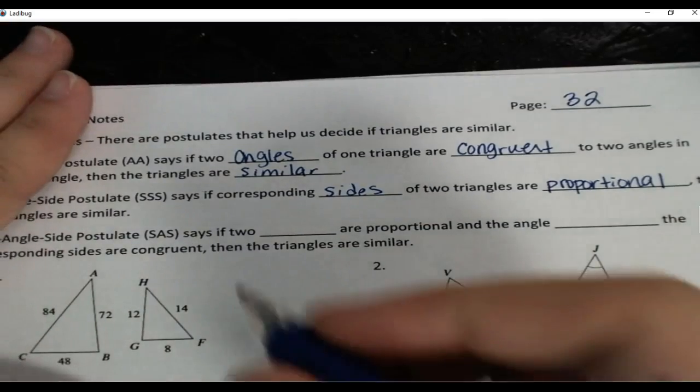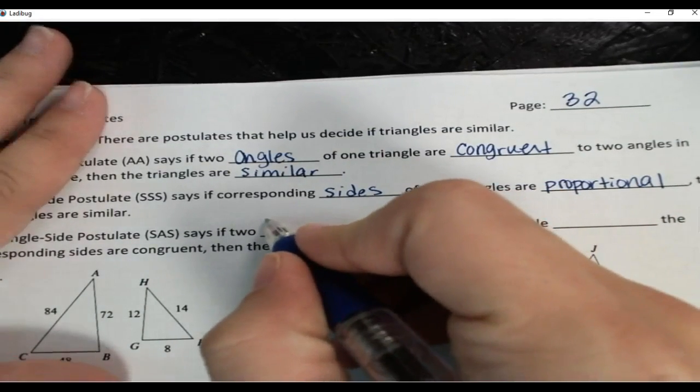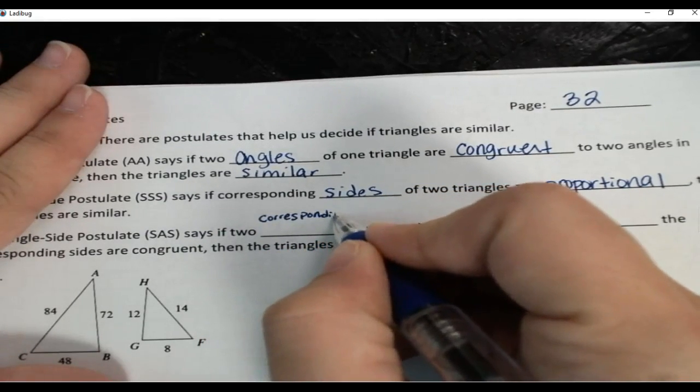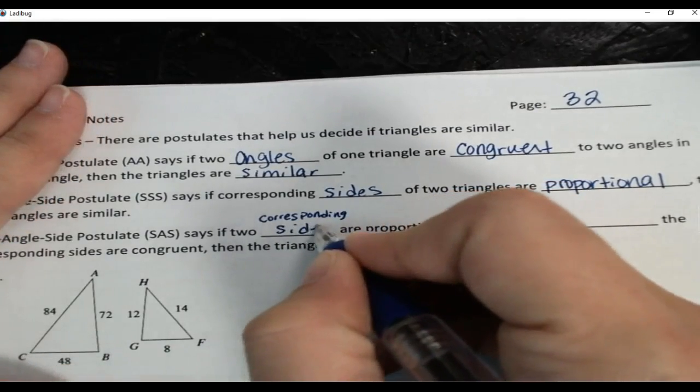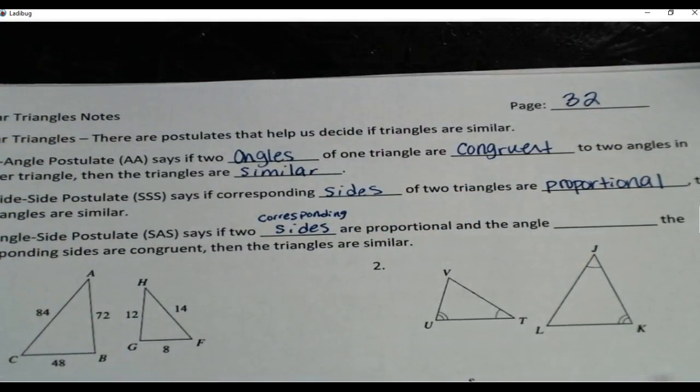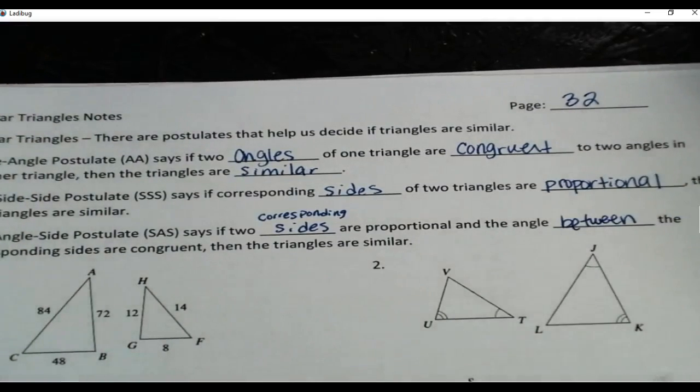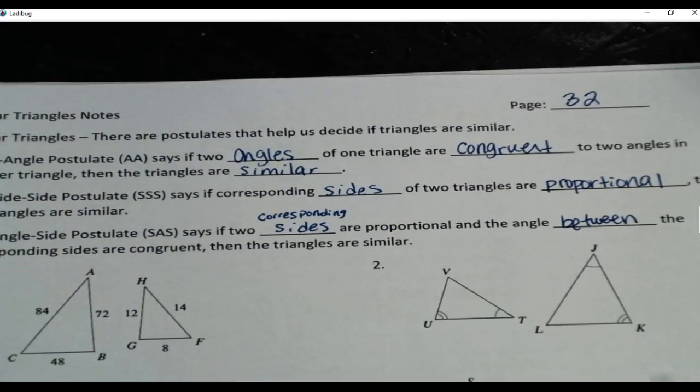So then side-angle-side says if 2 corresponding sides, again are proportional, not congruent, proportional, and the angle between the corresponding sides are congruent, then the triangles are similar. So our angles, we want them to be congruent, but we want our sides to be proportional. And proportional is just what we've been doing this whole time, setting them up, making sure that they're equal.